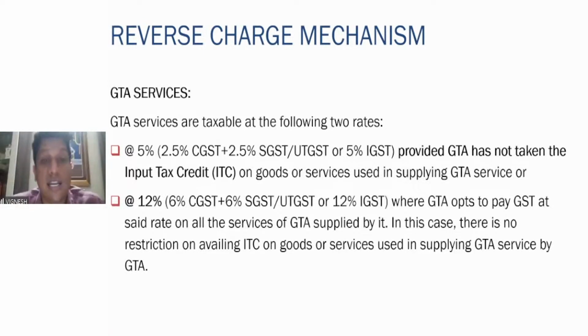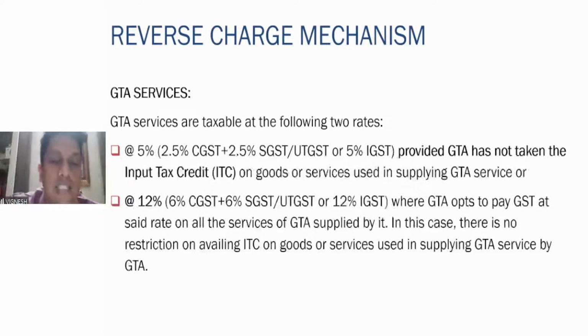Second one is what? At 12%, where GTA opts to pay at the said rate on all the services of GTA, input tax credit also is available. So two options are given to the goods transport agency. Either you pay 5%, don't claim any input tax credit, or you pay 12% and claim the input tax credit. So therefore, in this situation, this reverse charge mechanism will trigger only if the goods transport agency does not opt for the 12% GST.